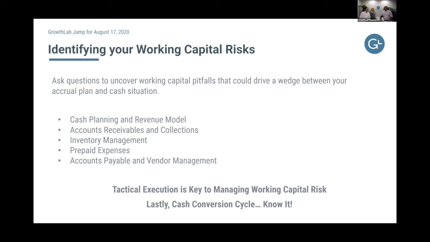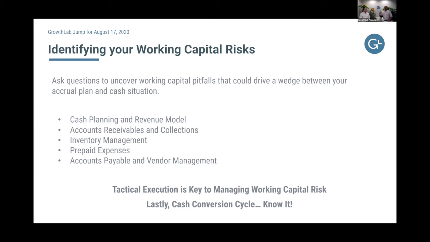Essentially, how many days does it take for you to collect that dollar you invoiced today? Well, I'm expecting it to take 45 days or 60 days. Great, now you can begin to plan. But we're going to touch a little bit on the tactical and the strategic part of working capital risk.